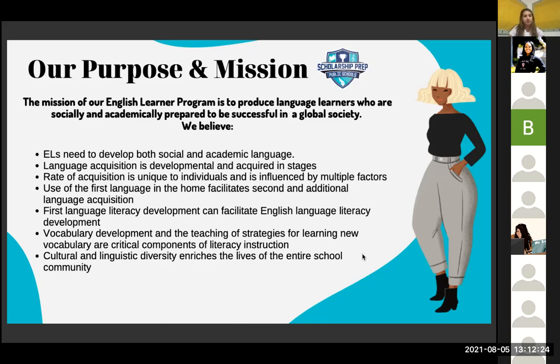The rate of acquisition is unique to individuals and is influenced by multiple factors, right? And we're going to be learning later on in trainings about all these different factors. But again, like anything that students learn, it is dependent on the individualization of that student and how they learn. So it's going to be happening at different rates. Use of the first language in the home facilitates second and additional language acquisition. First language literacy development can facilitate English language literacy development. A lot of times I remember I felt like it was not beneficial.